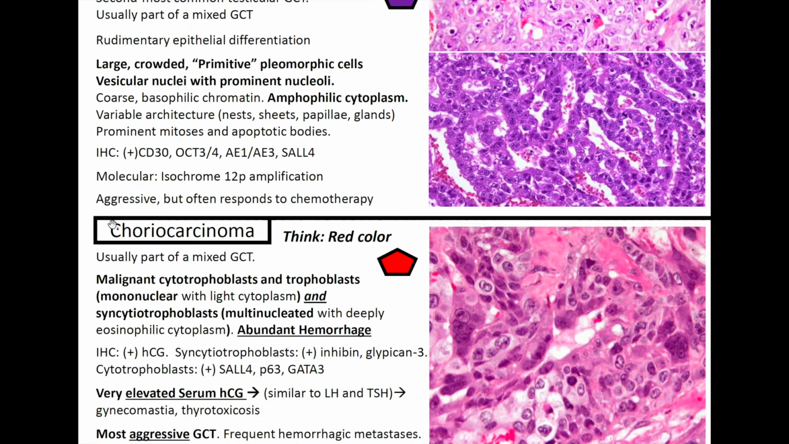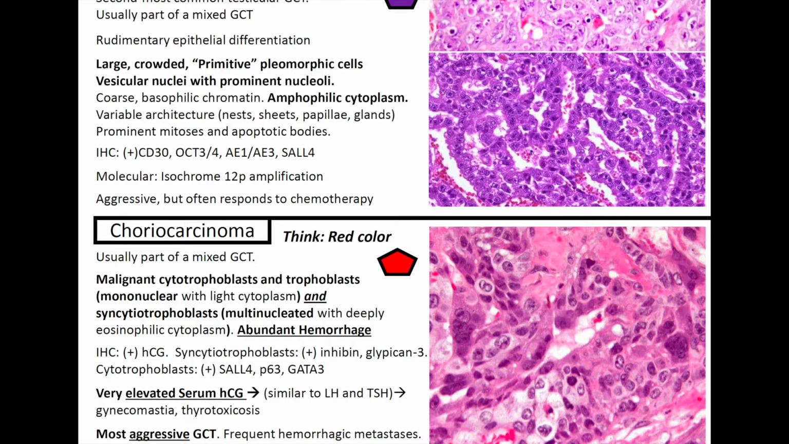So for choriocarcinoma, you want to think red color. Choriocarcinoma is usually part of a mixed germ cell tumor with malignant cytotrophoblasts and trophoblasts, mononuclear with light cytoplasm, and syncytiotrophoblasts, or multinucleated with deeply eosinophilic cytoplasm. And you're going to see abundant hemorrhage, grossly and even microscopically. For choriocarcinoma, you want to think red, hemorrhage. It's kind of a bloody tumor.